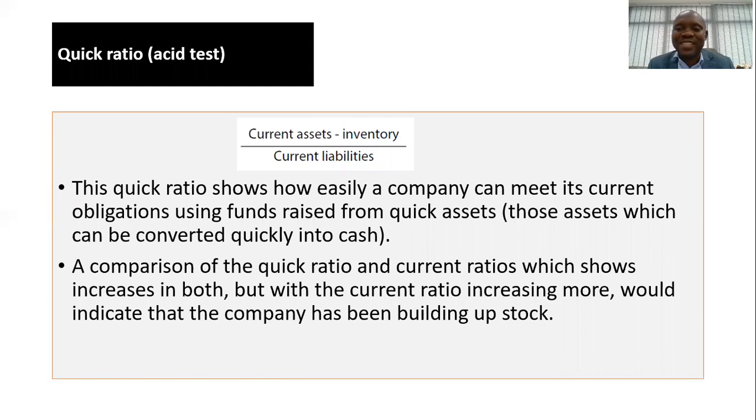Here, what you have done is that you have said, yes, this current ratio is okay, but there is a component that cannot be easily converted into cash. That is inventory. So let's remove it so that we have the quick ratio, or the acid test ratio. This shows how easily a company can meet its current obligations using funds raised from quick assets. Those are assets which can be easily converted into cash.